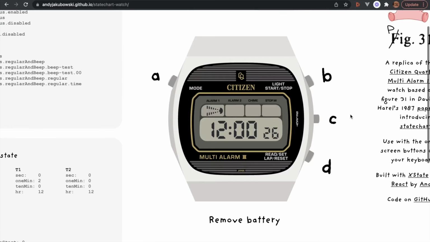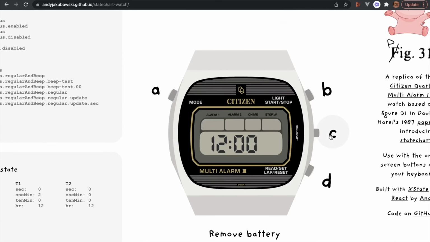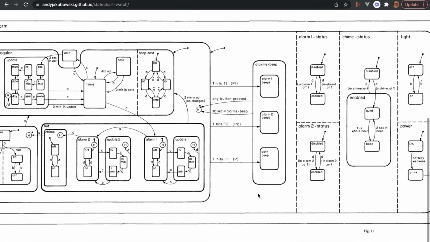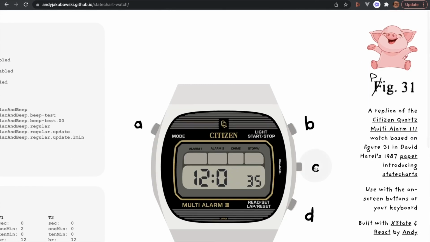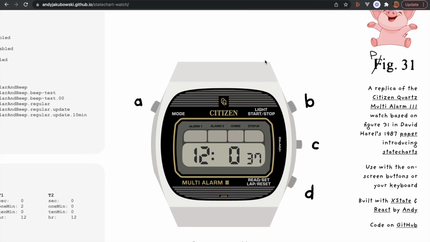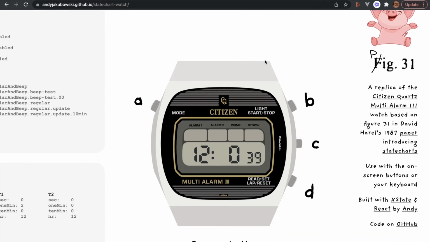Let's hold down C. Let's get into an update state. And then press C. Okay, so we're just going to be in update state for like a minute or something. I might have put the alarm on at like 12:02 or something, so we have a minute.